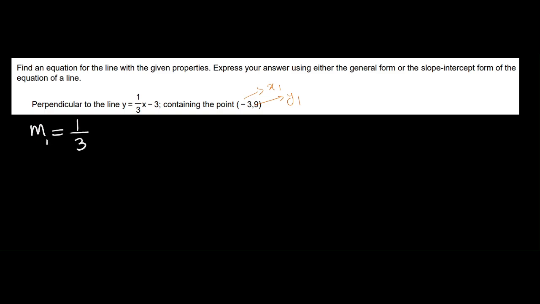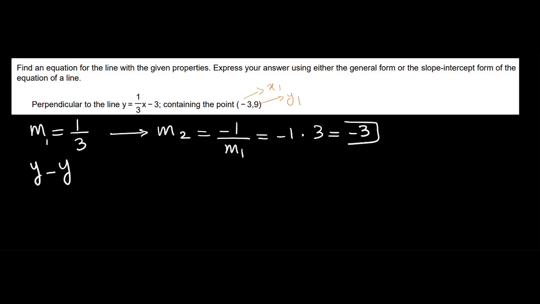Let's call it m1. I'm looking for a line perpendicular to this line. So the slope of the line that I'm looking for is -1 over m1, or -1 times the reciprocal of m1. The reciprocal of m1 is 3 over 1, or 3. So m2, or the slope, is -3. Now I have a slope and a point. We can substitute in the point-slope equation and write the equation of the line.